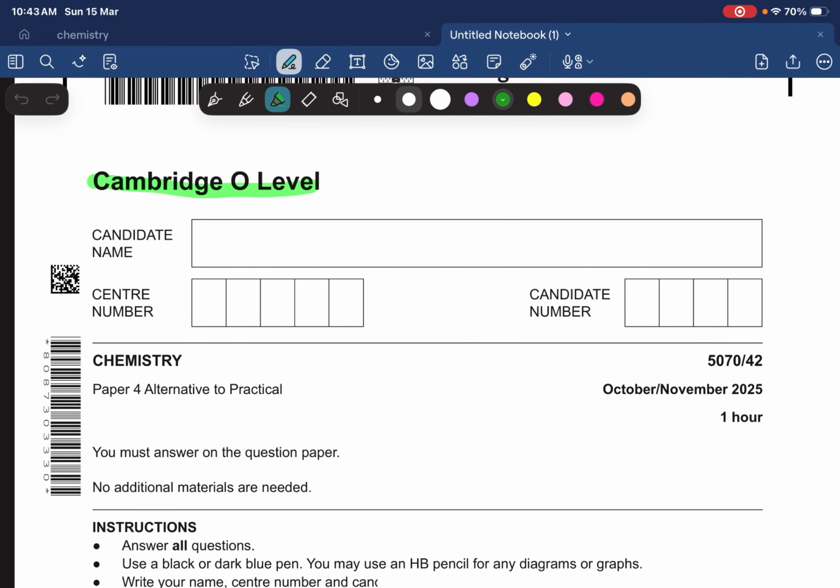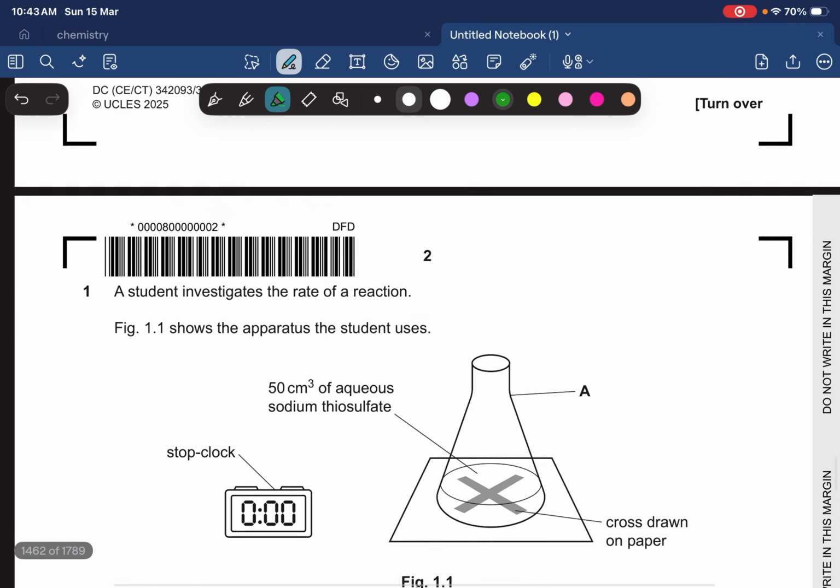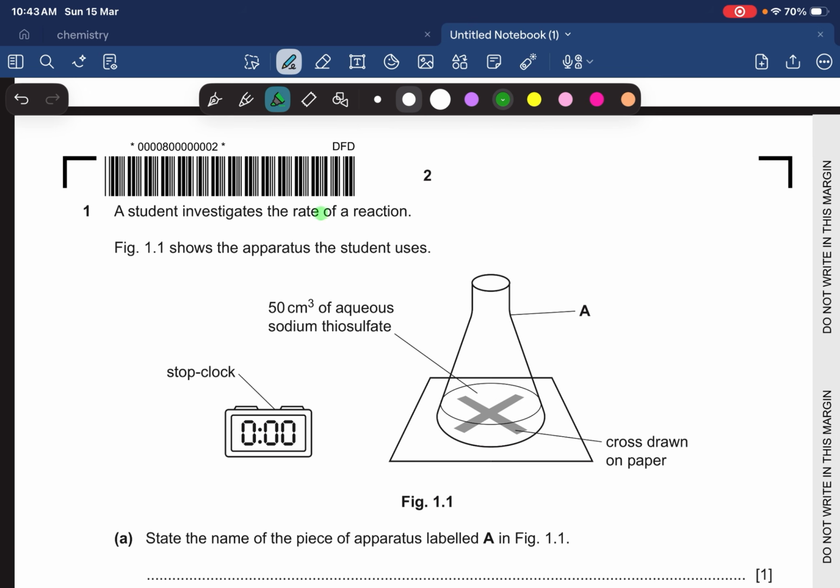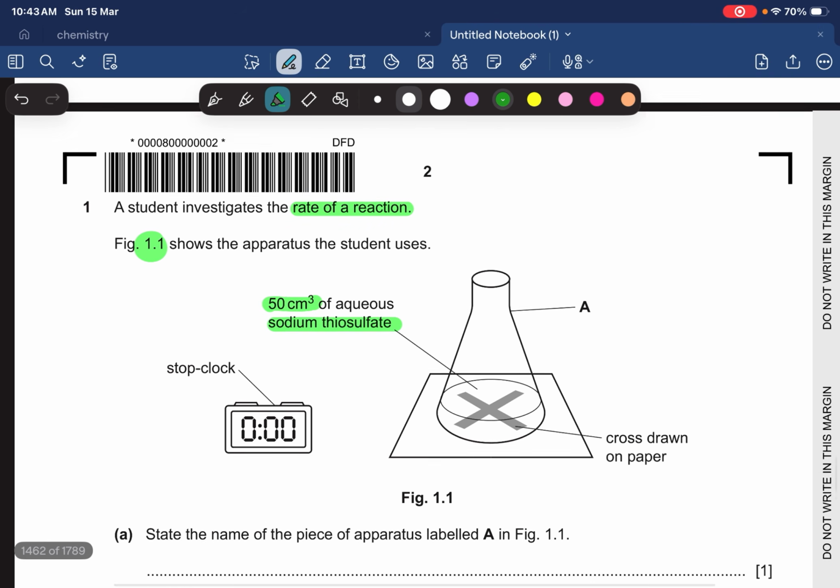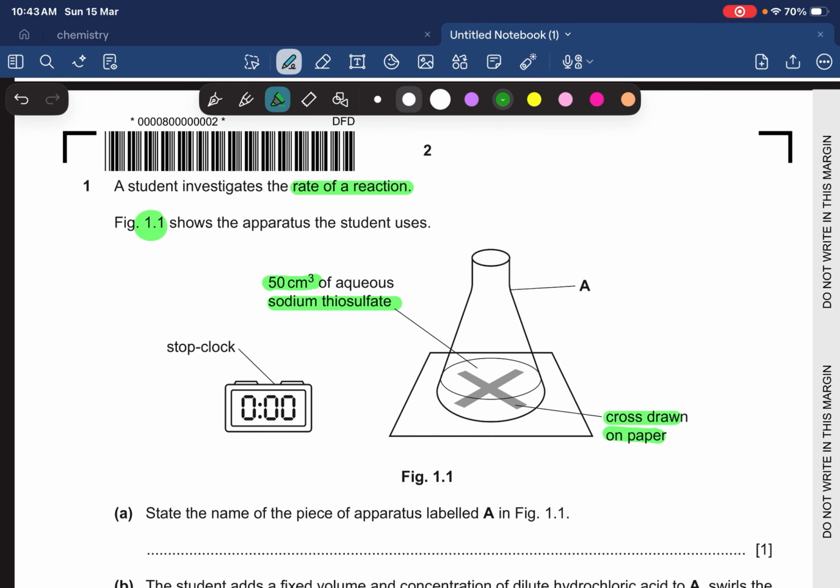Solving Cambridge O Levels Chemistry Paper 4 Alternative to Practical, October-November 2025, Paper 42. A student investigates the rate of a reaction. Figure 1.1 shows the apparatus the student uses. 50 cm cubed of aqueous sodium thiosulfate is taken in a conical flask. Underneath there's a white paper on which a cross is drawn, and then there's a stop clock.